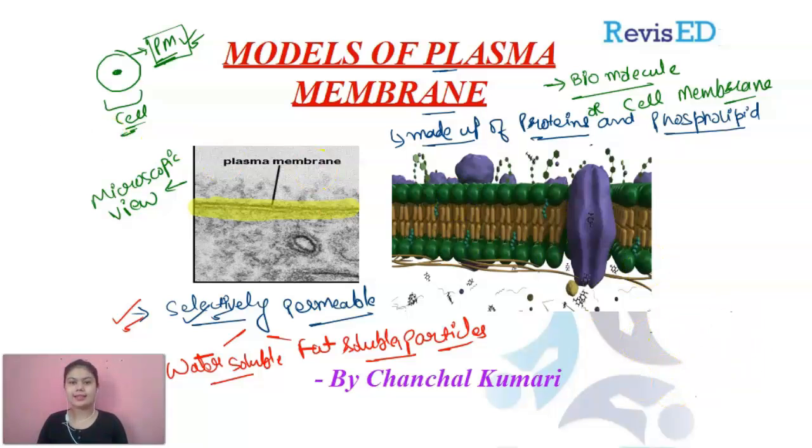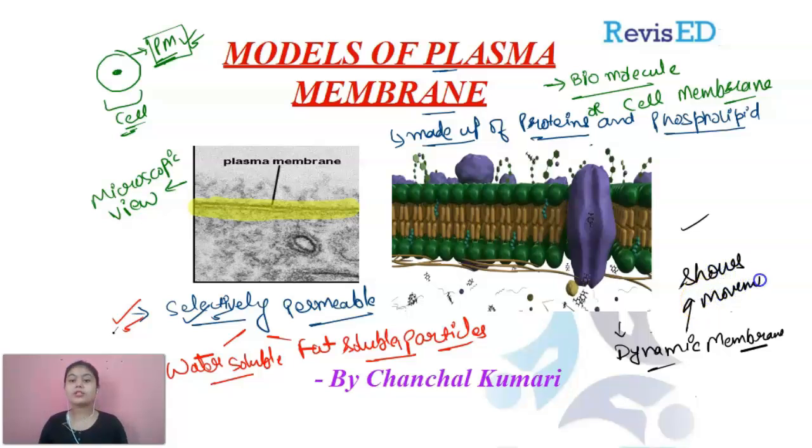Now come to the next thing. Our membrane is dynamic in nature. What does it mean? Dynamic means it can show movement. If anything is static, then it will not show the characteristics of a living being. So our membrane is dynamic and shows movement. What type of movement? It basically shows translational and flip-flop movements. We will discuss this in later classes.